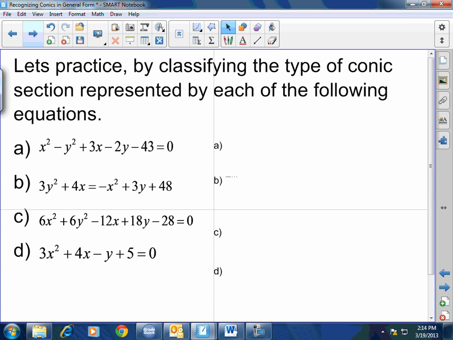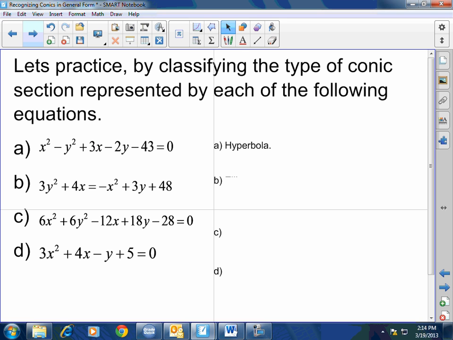Okay, let's practice by classifying the type of conic section represented by each of the following. Okay, I've got an x squared and a y squared, so I know it's not a parabola, but x is positive, y is negative, it's a hyperbola. Very good.